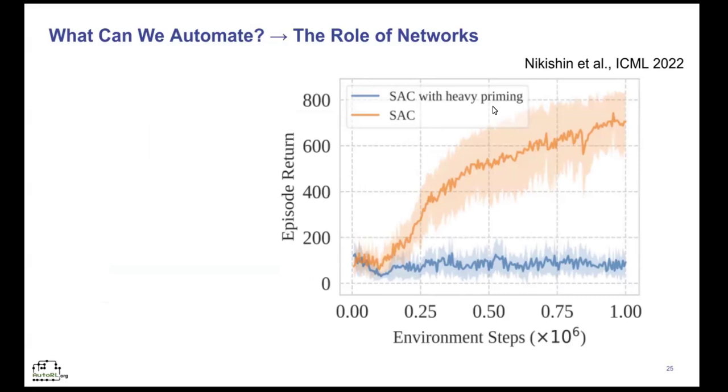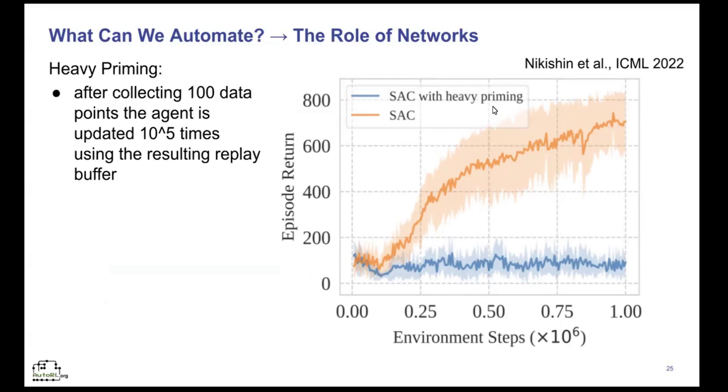And an example that the authors came up with is the heavy priming example, where they collected 100 data points and really primed the agent to overfit on this data. So they updated it 10 to the power of 5 times just with these 100 samples, and otherwise continued training as normal. And they compared it to a normal SAC agent. So the SAC agent with heavy priming really just overfits. The network loses all its plasticity, is stuck with what it has already learned and cannot unlearn it.